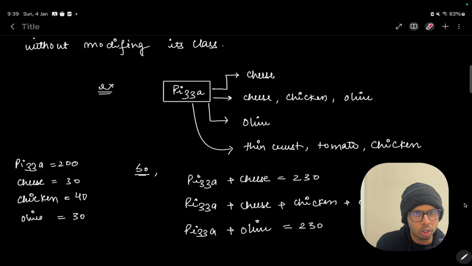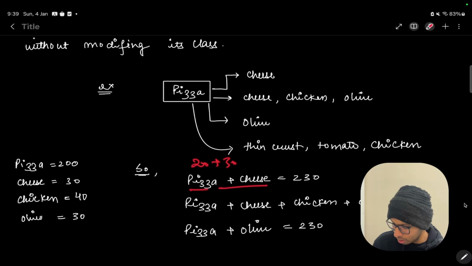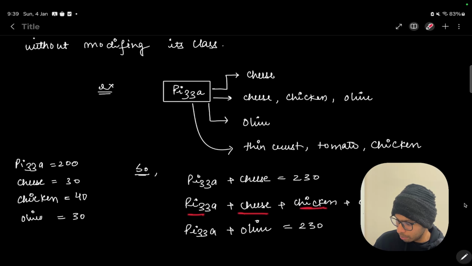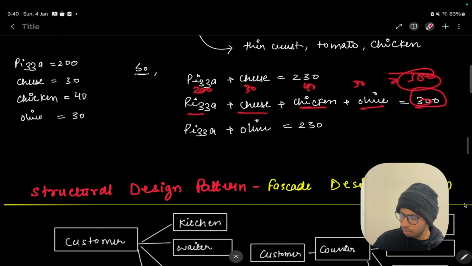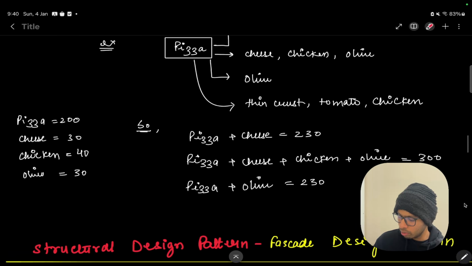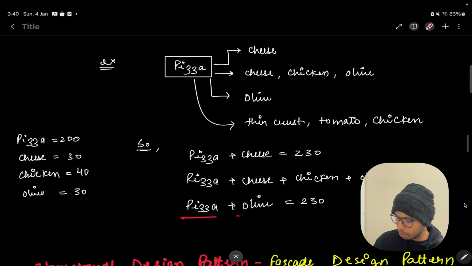After that, if someone wants pizza plus cheese, then what is going to happen? 200 plus 30, that is going to be 230. If someone wants pizza plus cheese plus chicken plus olives, that is going to be 300, because cheese is 30, olives are 30, chicken is 40, and pizza is 200, which makes 300. And if someone just wants pizza plus olive, then it is going to be 230. That is something we have to write in our code.